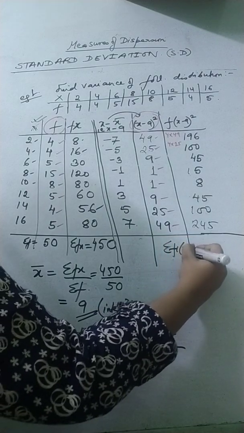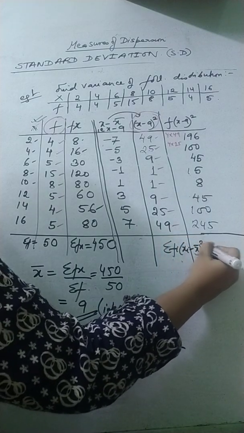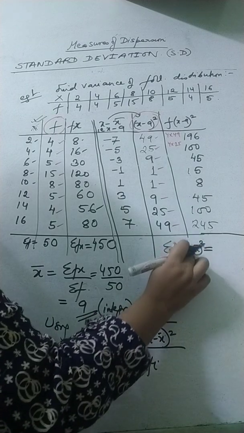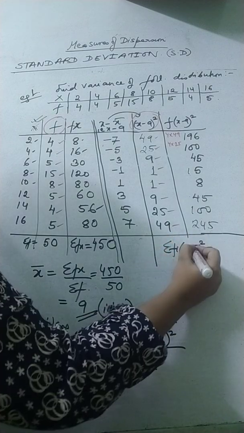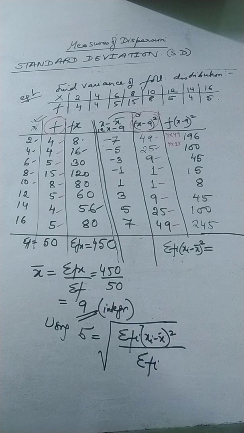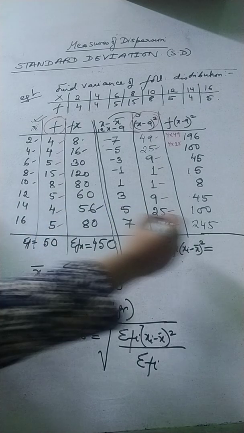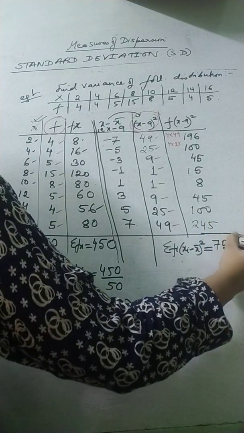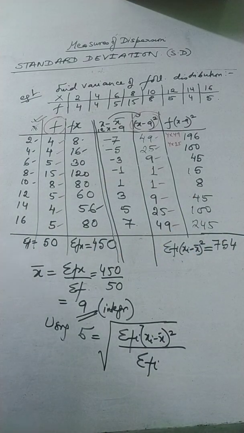So this is what we did now. Summation fi into (xi minus x bar) whole square is what is needed over here. So we will do the calculation of this total. So how much is it coming to? Let us check. This addition will come to, I think, if I'm not wrong, 754. Addition I don't have to teach you. You are big girls now. Big girls can do addition very easily.